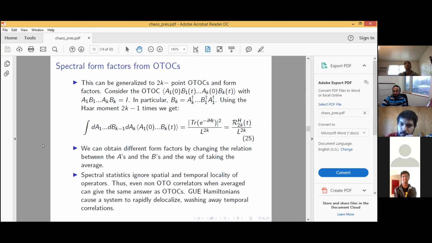Does that make sense? I didn't quite understand, but it's all right. We can discuss later. Sorry, what is the Haar invariance? Haar invariance here, the condition is more or less invariance under a unitary change of basis. So it's unitarily invariant. That's why it's called GUE.